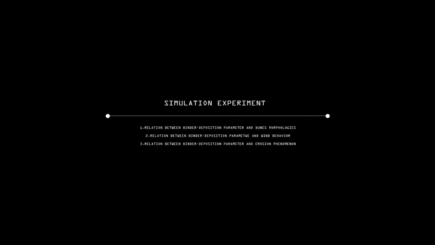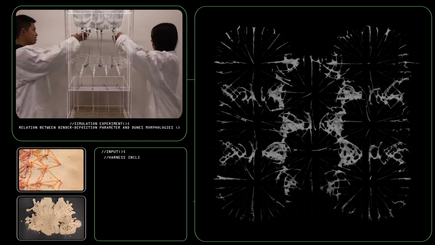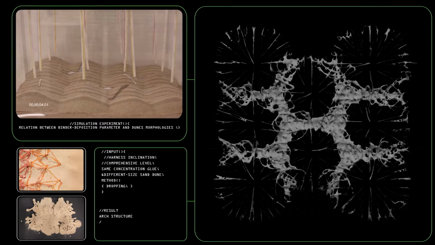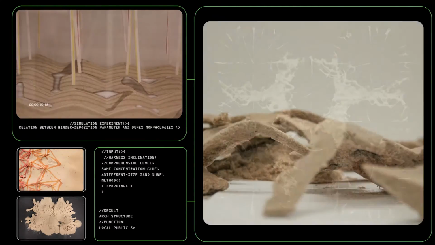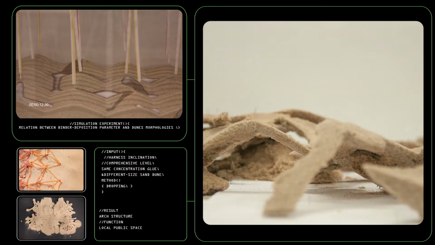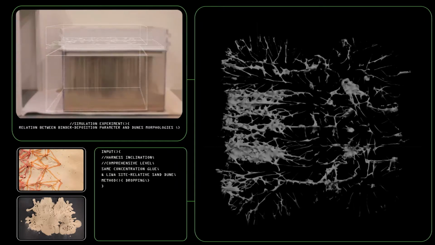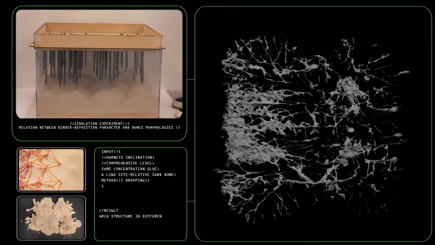Research begins with analog and digital simulation experiments. The first category explores the relation between binder deposition parameters and dune morphologies. Synthesized sand dunes were introduced in the second digital simulation, and geomorphology information extracted from the site was also imported into the second analog experiment in order to specify the analog and digital simulation.